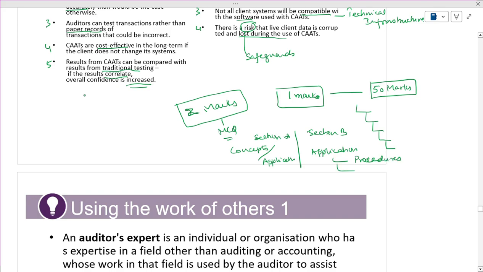They will talk about control environment. They will talk about the reports. Most importantly, they will ask substantive procedures. This is the way they will structure it. Here they will have 30 marks, 20 marks, and 20 marks.